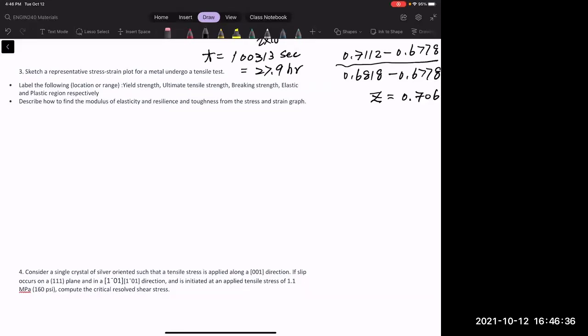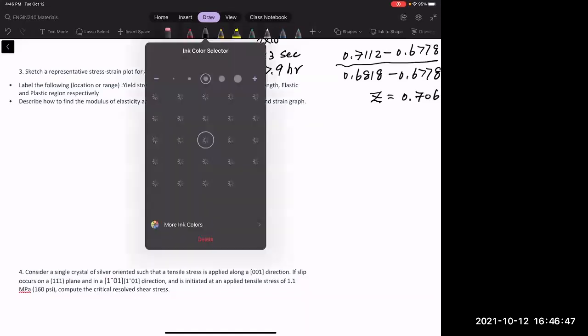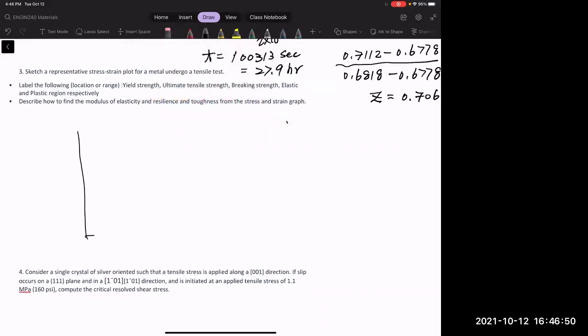We want you to sketch a stress-strain graph. And you need to label the yield stress, ultimate stress, breaking stress, and the elastic and plastic regions. So if we draw the picture, this will be your stress, this will be your strain, and this will be some kind of curve for a certain kind of material. Different materials might have different curves. We also tell you how to tell which one is more brittle, which one is more ductile, right? So make sure that you know how to distinguish them.